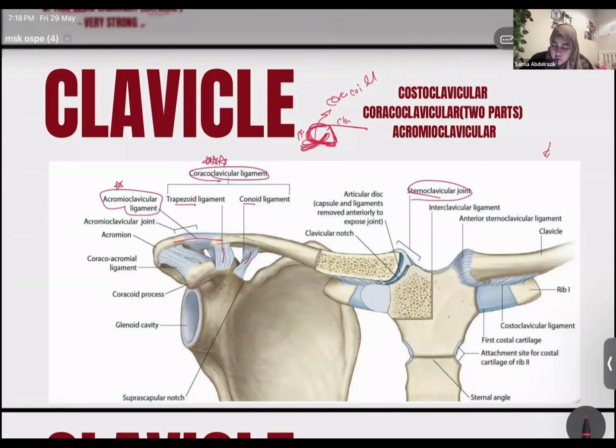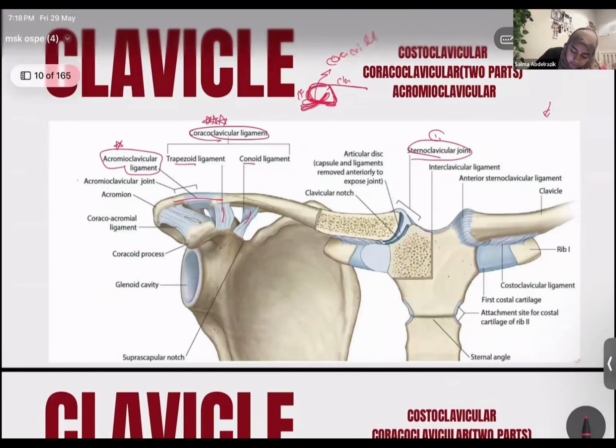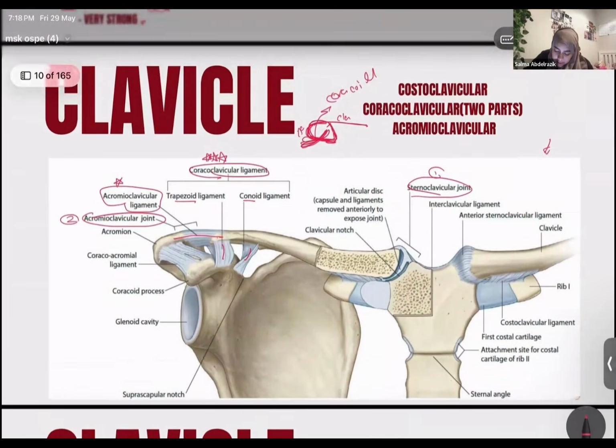I don't know if they're expecting you to know it, but let's just highlight some of them. Sternoclavicular joint is very important. And you have the, here it is, acromioclavicular joint. Let me just circle it and put 2. Okay? Everything else we're going to cover in the right time.